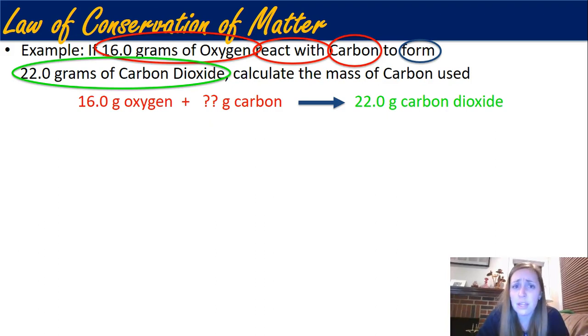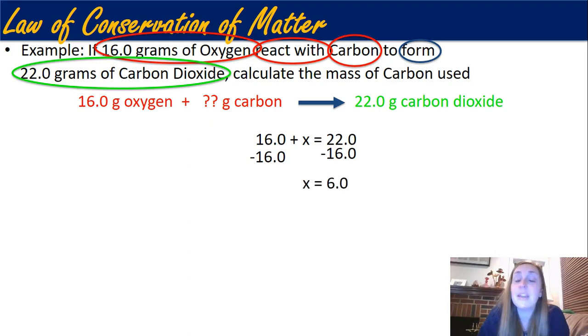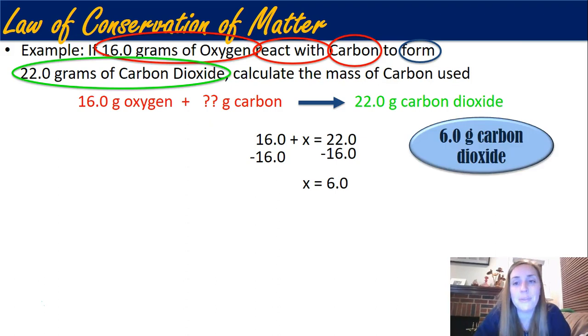All right, again, turn it into just a nice, easy algebraic equation. Leave out all the grams, the substance names like carbon or carbon dioxide. Just make it simple. 16 plus x equals 22. Okay, I need to subtract 16 from both sides. 22 minus 16 will be 6. So x is 6.0. But what was x when I go back to the problem? What was it referring to? It was referring to the grams of carbon. So my answer is 6.0 grams carbon.